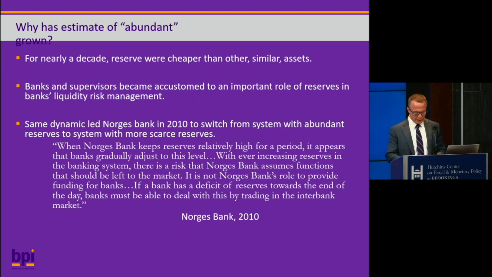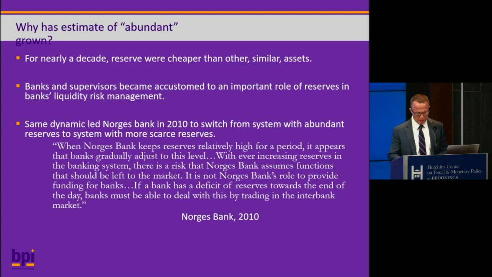In short, the Fed's estimate of the amount of reserves needed to operate a large balance sheet implementation framework has grown over time because the level needed has risen with the level provided. Such a dynamic led the Norges Bank, the Central Bank of Norway, in 2010 to switch from a system with abundant reserves to a system with more scarce reserves, which is roughly the reverse of the FOMC's decision in January. When seeking comment on their decision, they indicated, when Norges Bank keeps reserves relatively high for a period, it appears that banks gradually adjust to this level.